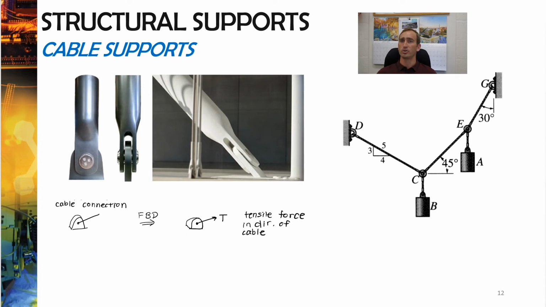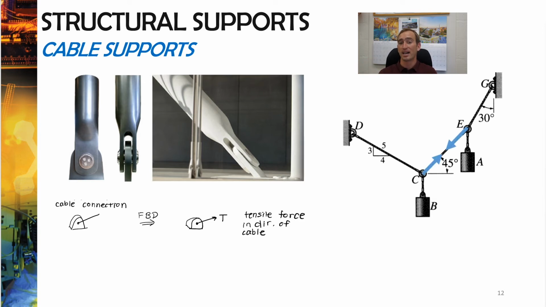You cannot push through a cable. If I tied a rope to something and I tried to push that thing, that would not work out very well, I can assure you. But if you tie a rope to something, you can pull it. That actually does work. So, the way that cable supports work in a free body diagram is you isolate the point that the cable is tied to.